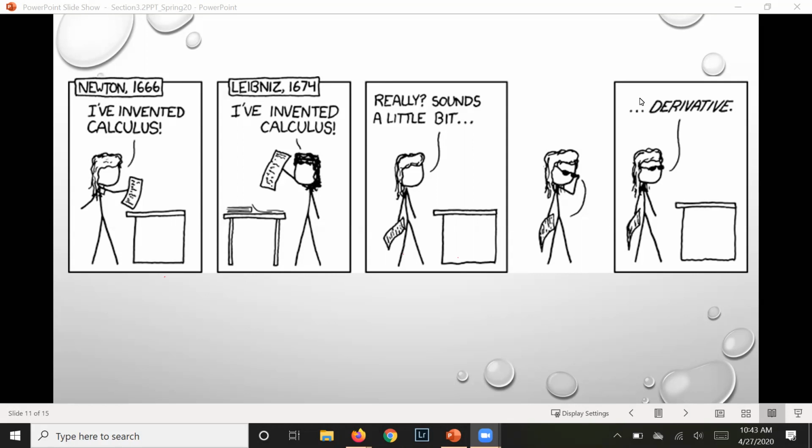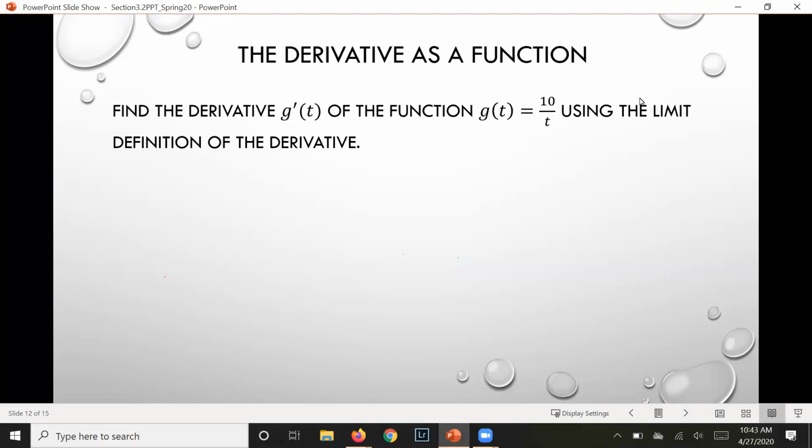So, I'm going to come back to this problem, which I know I said before you would be doing as classwork. However, as I thought about it and based on the questions I got, I figured that this one might be a good one for us to do together. So here we're supposed to find the derivative g prime of t of the function g of t equals 10 over t using the limit definition of the derivative.